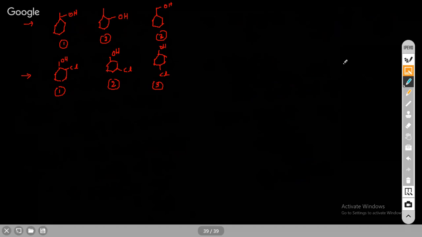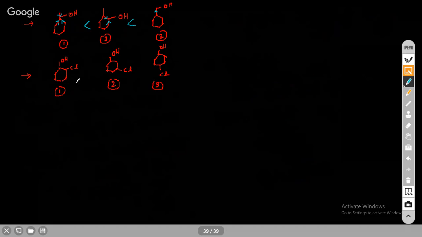3 to 1 for the first one, for the second 1 to 3. So why is it 3 to 1? Because it is a 3 plus I group, right? Here we have only 2 and here we have only 1. So primary, secondary and tertiary. So the order will be this.